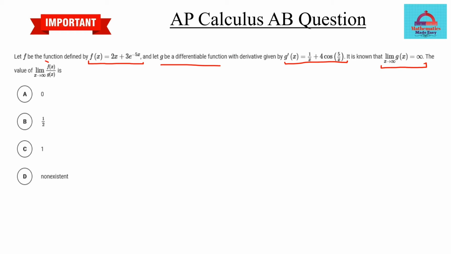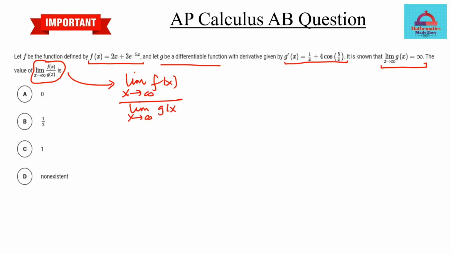And what we need to find here is the limit of this function: limit as x approaches infinity of f of x divided by g of x. So let's try and find this limit. So this is going to be limit as x approaches infinity of f of x divided by limit as x approaches infinity of g of x. Now you're already given the derivative of g of x, and you're also given the condition that the limit as x approaches infinity of g of x is infinity.